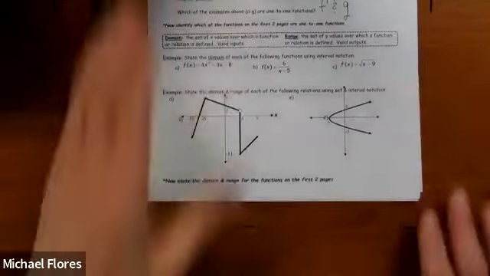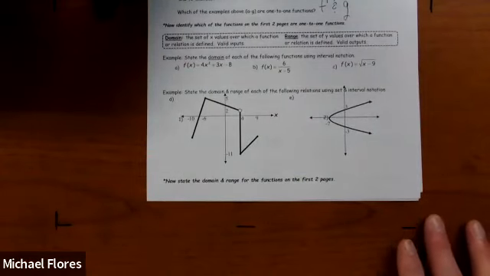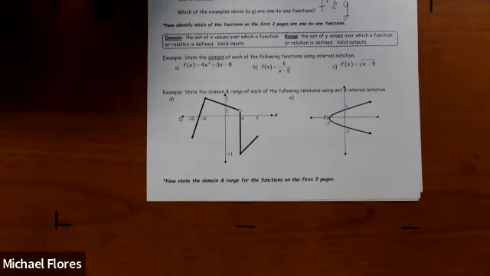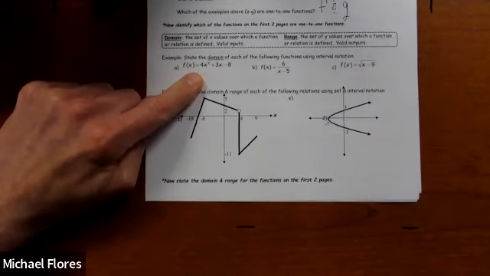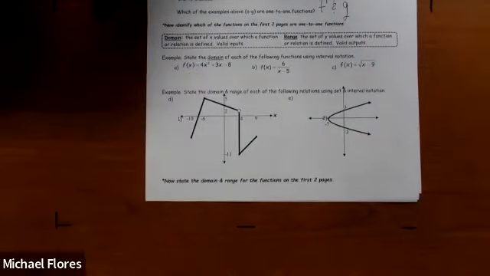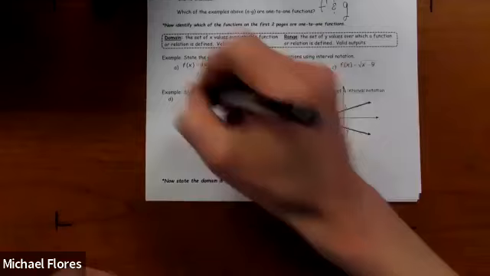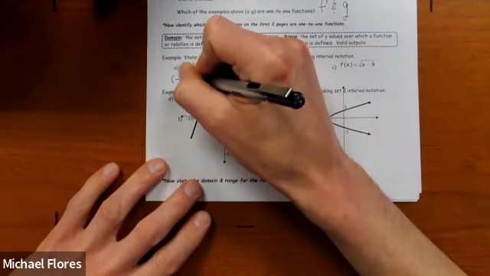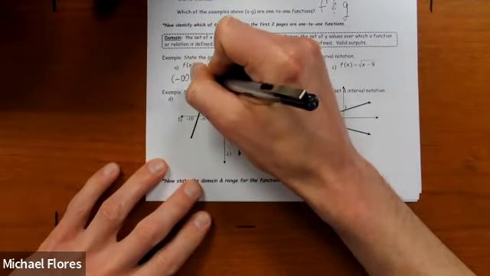Example A, state the domain of each of the following functions using interval notation. This right here, I would remember this. This is a quadratic. That might help you on your Delta Math today in case you don't know what that looks like immediately. State the domain. Well, if it's a quadratic, then your domain is going to be all real numbers, negative infinity, positive infinity.